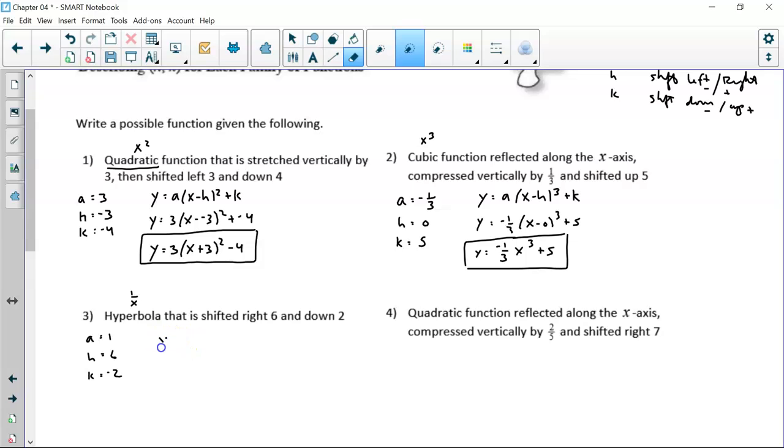So this is in the form of y equals a times the quantity of 1 over x minus h plus k. So y equals 1 over x minus 6, and then plus negative 2. So we clean that up. We don't need the 1 on the outside, so it's just 1 over the quantity of x minus 6 minus 2. There's our hyperbola, that rational function.